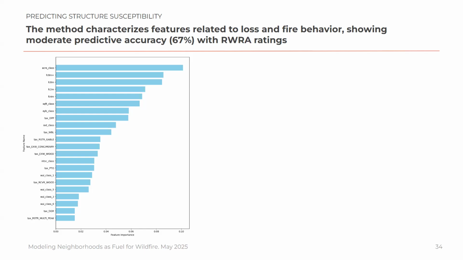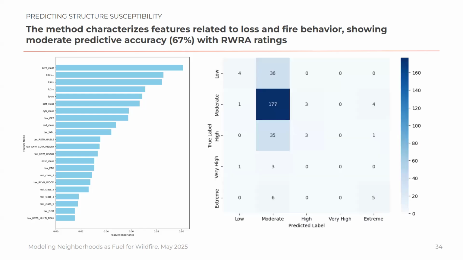If you have a wooden roof, you're almost certain to be of extreme risk. But wood roof is way down here in a very not important feature. So there was some disagreement in what the tax assessor thought was a wooden roof and what the rapid wildfire risk assessments thought were a wooden roof. But here's the confusion matrix: on the x-axis is what the model predicted, and on the y-axis is what the true label actually was.